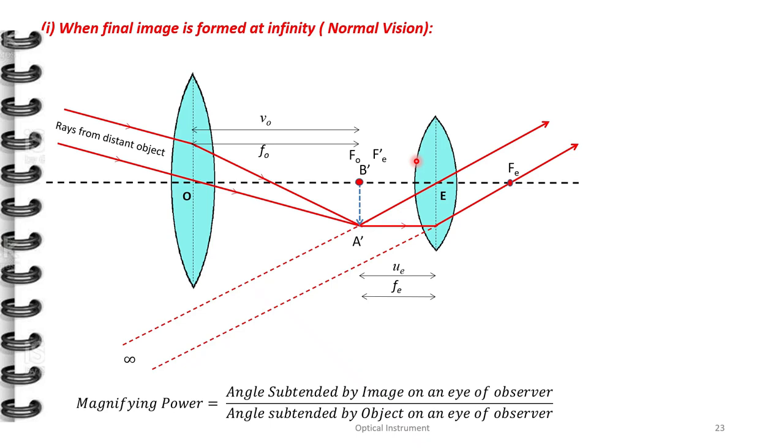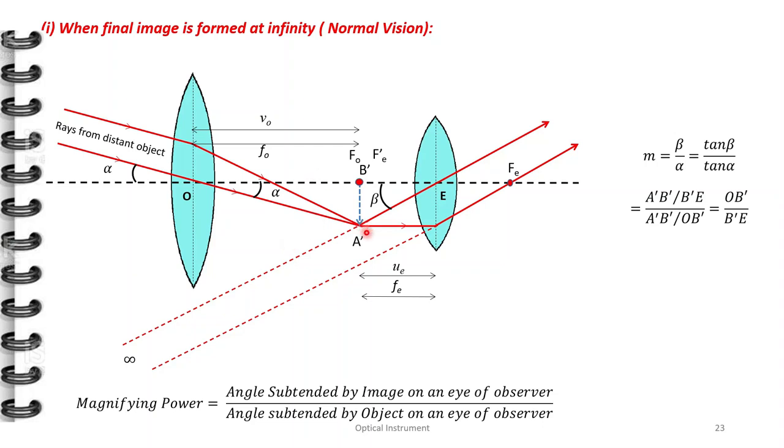Magnifying power is given by the angle subtended by the image on the eye of the observer, that is this angle beta, and the angle subtended by the object on the eye of the observer, that is this angle alpha. Now if this angle is alpha, its vertically opposite angle will also be alpha. Hence we can write magnifying power m equals beta upon alpha. Beta we can write as tan beta and alpha as tan alpha, since beta and alpha are very small angles.